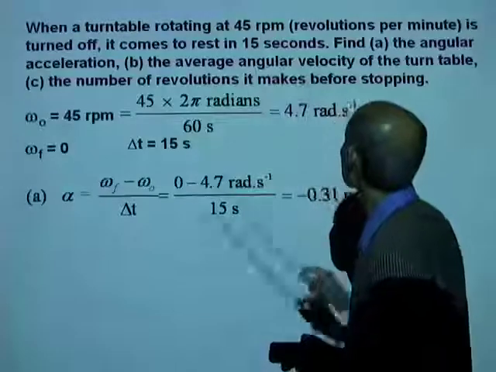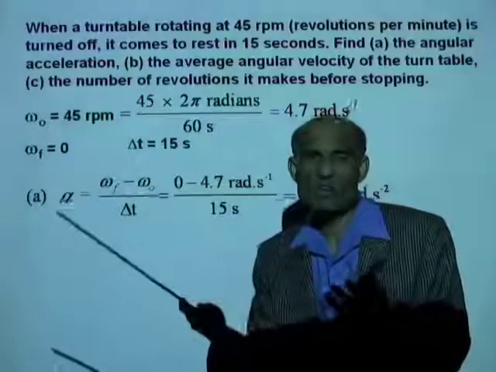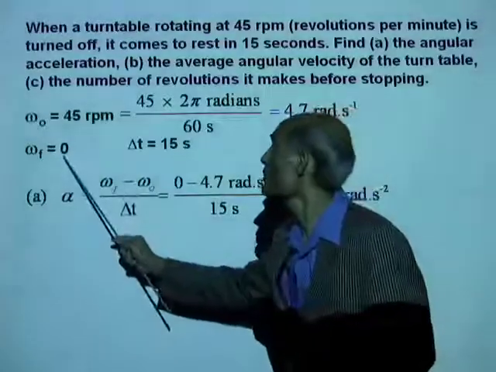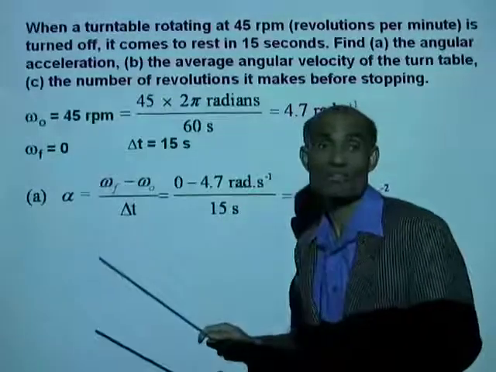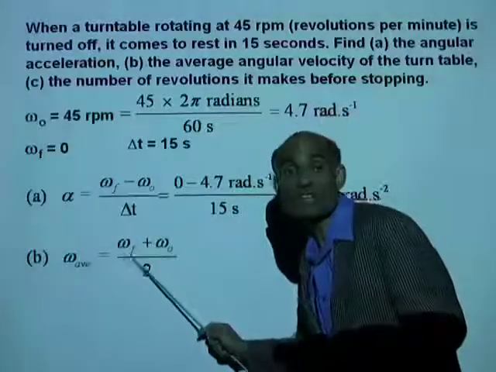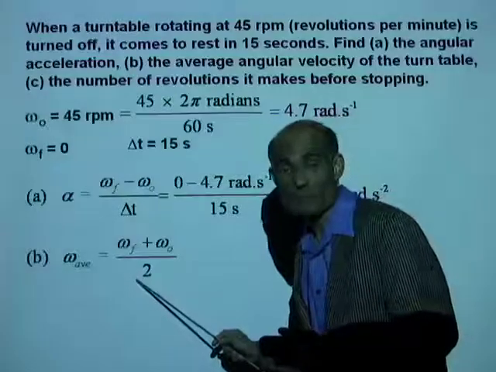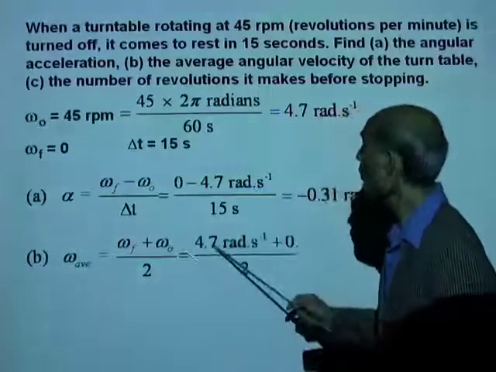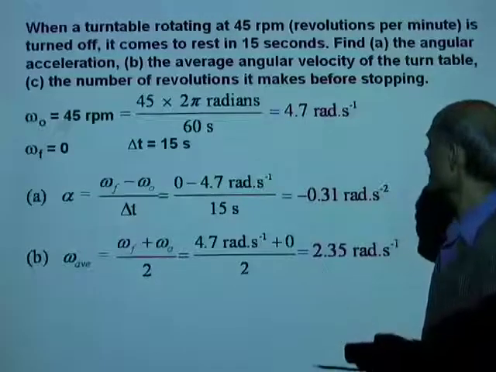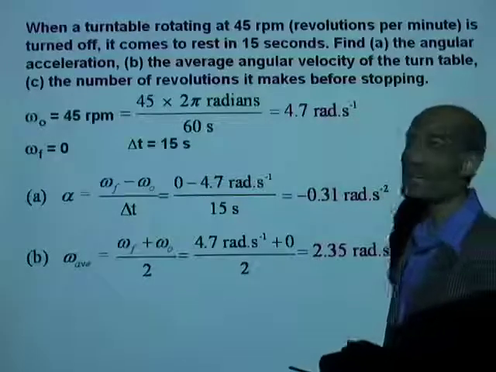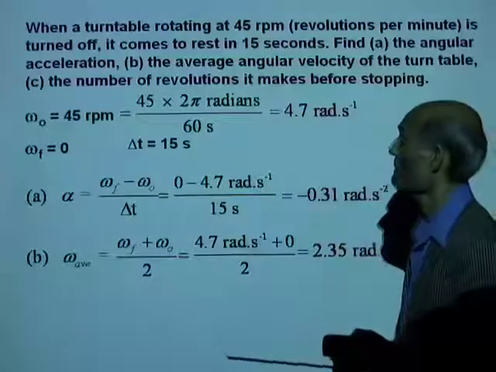What is the average angular velocity of the turntable? How do you find the average velocity? If you know the initial velocity and the final velocity, the average velocity is the final velocity plus the initial velocity divided by 2. That will be 4.7 radian per second plus 0 divided by 2. That is 2.35 radian per second is the average velocity during that time.